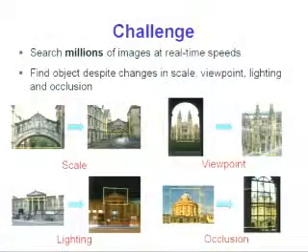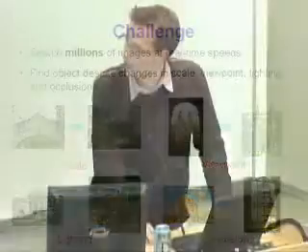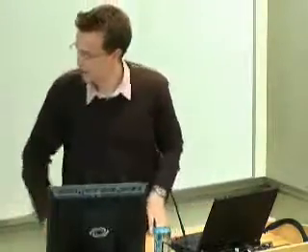We want to search millions of images at real-time speeds for particular objects. And we want to be able to find these objects despite changes in scale, viewpoint, lighting, and occlusion. So here we've got a 2-times scale change, a 45-degree viewpoint change, a lighting change, so day to night, and occlusion. So this building is seen through a pane glass window.